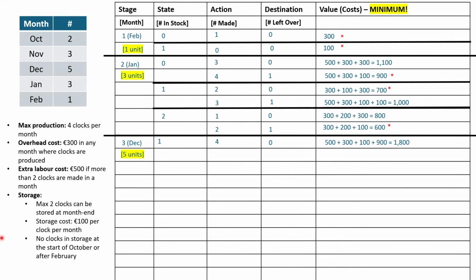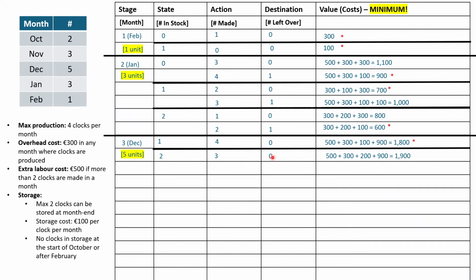So that gives us 1800. Now, there's nothing else we could do if we had 1 in stock because we can't make 5. So this is its optimal value. So we could have had 2 in stock. Now, if we had 2 in stock, we could make 3, which means we would have nothing left over in terms of how much that will cost us. We need to think about storage for 2. Making 3, which is our overhead plus our extra labor.